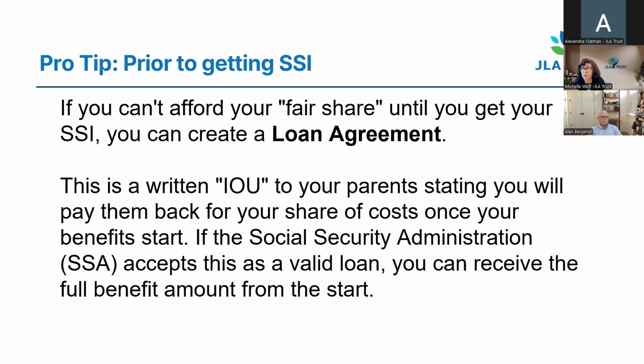So you might ask, what do I do if the person isn't getting SSI yet? You can set up a loan agreement. You put in writing that the adult child with disability is going to promise to pay the parents back rent once they start getting their SSI.